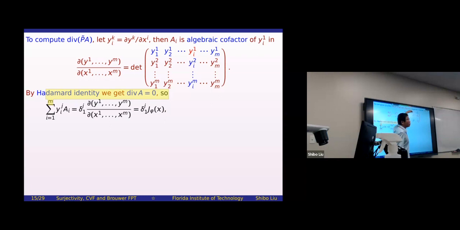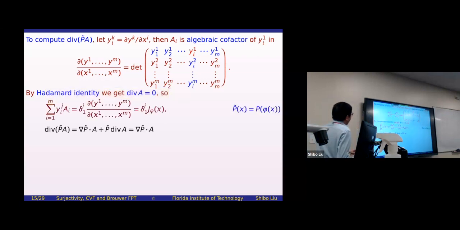If you expand corresponding to the first row, you get the determinant. If you do that for the j-th row, because the A_i are algebraic cofactors of the first row, the result is 0. Okay, so we have this result. Then for our divergence, it is clear that the divergence of the scalar times A equals the dot product of the gradient of the scalar function and the vector field, plus the scalar times the divergence of A. But the divergence of A is 0, so we simply have the dot product of the gradient of p theta and A. The dot product equals the sum of the products of their corresponding components. So the partial of p theta with respect to x_i is the ith component of the gradient, and A_i is the ith component of A. Therefore, you have this result.